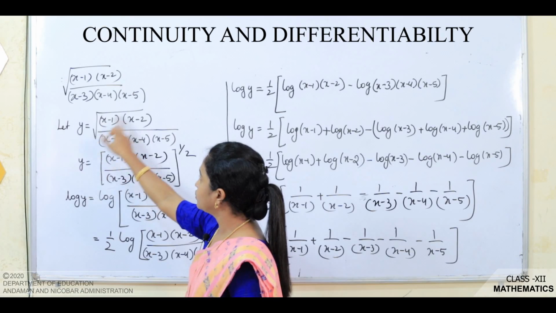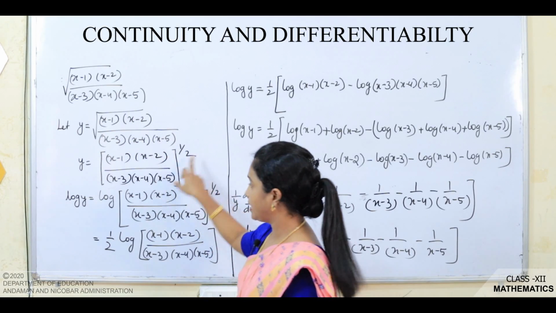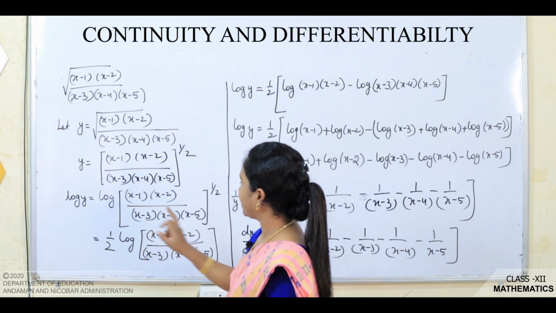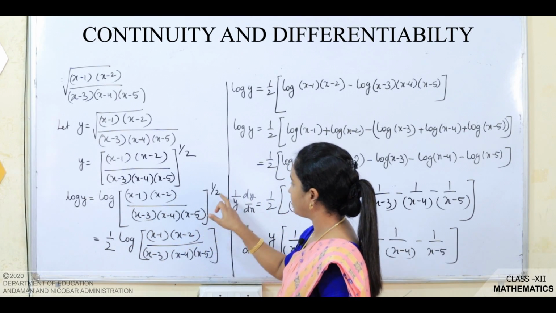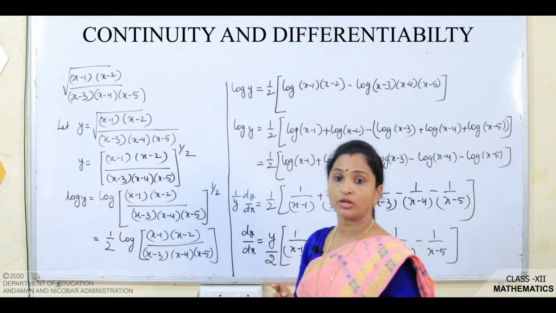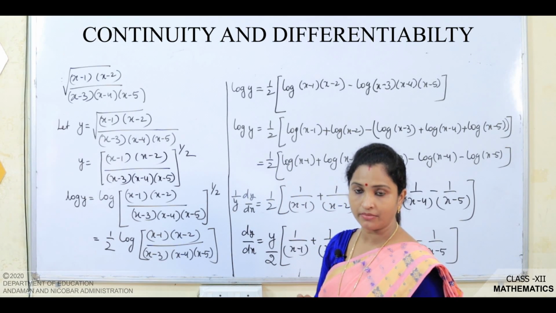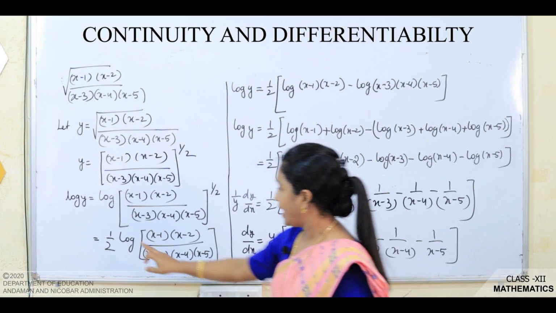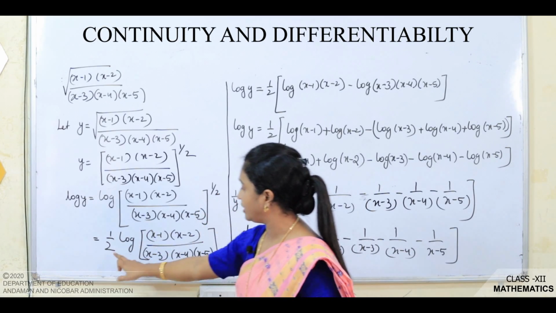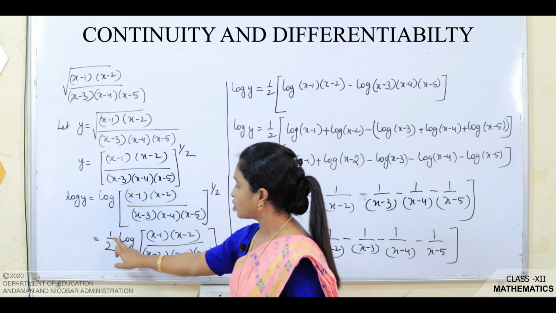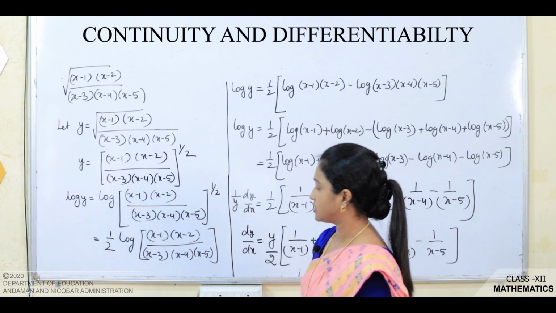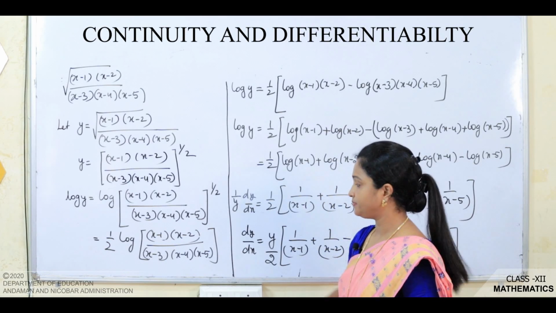I have written the root as half, correct? Now log y is equal to log of x minus 1, x minus 2 by x minus 3, x minus 4, x minus 5, raised to half. Here you have to apply the property of x to the power m. What is it? Log x to the power m is m log x. So this half will come in front of log. So half log of x minus 1, x minus 2 by x minus 3, x minus 4, x minus 5.